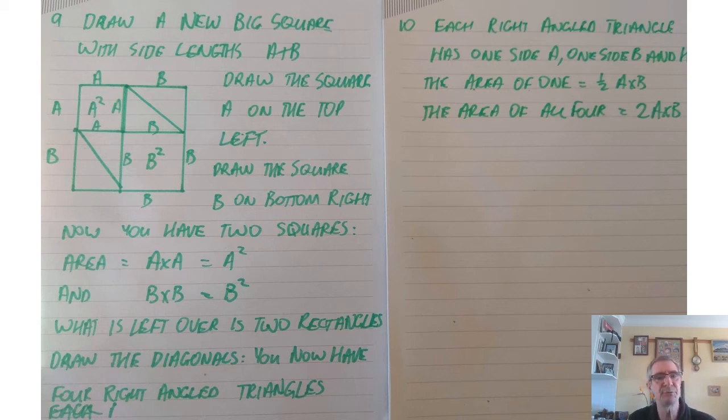Now if we look for the area of these right angle triangles, the area of one of them is a half the base times the height, so that is a half A times B, and the area of all four is 2 times A times B, because we've got four halves. 4 halves is 2, so the area will be 2AB.